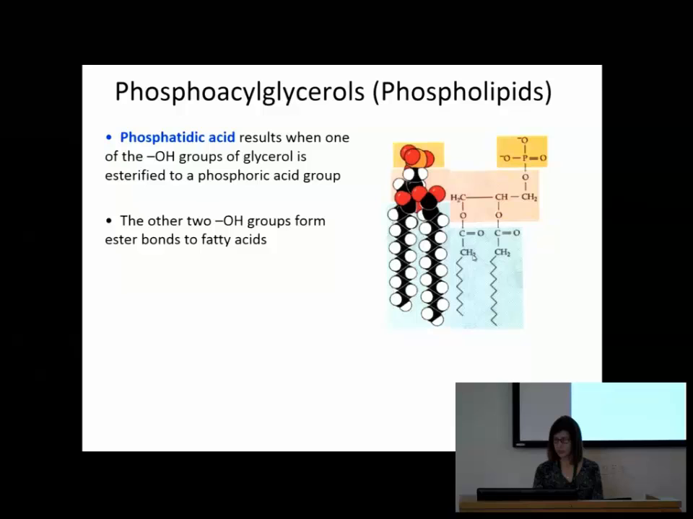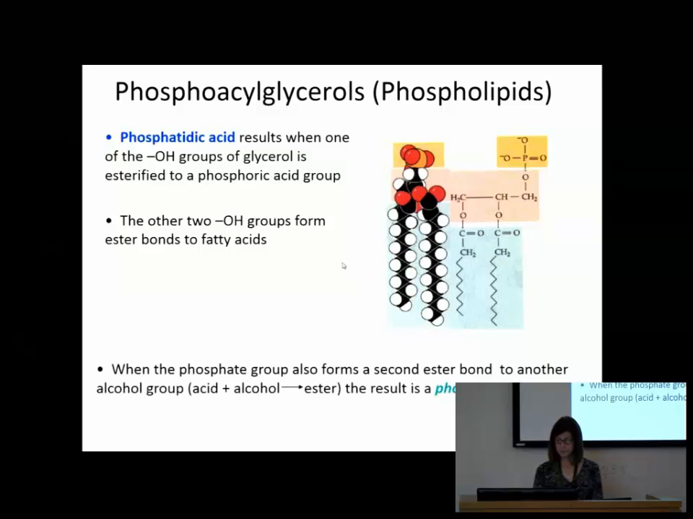So you can see you have your two long tails. They don't have to be identical. And then you have your phosphate head. So this phosphate head makes it very, very polar. And then you have your nonpolar tails. We can do some crazy stuff. We can put together other groups on top of this phosphate. We can throw stuff on this other end.